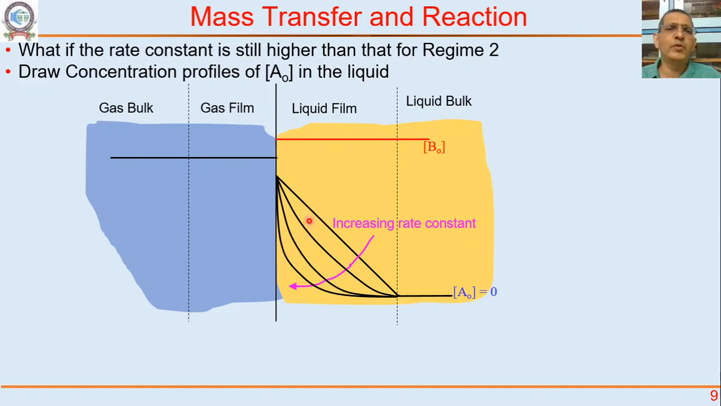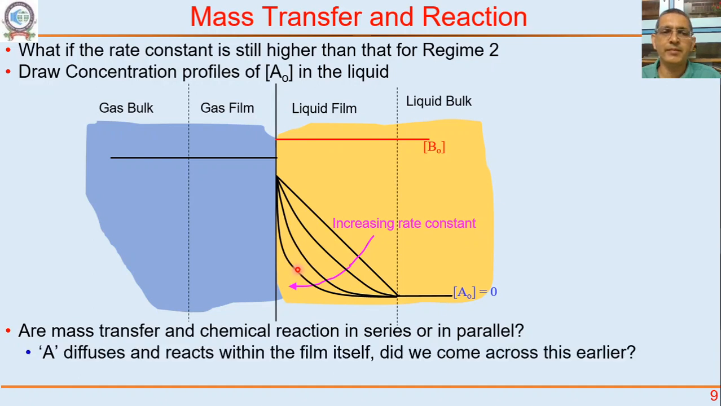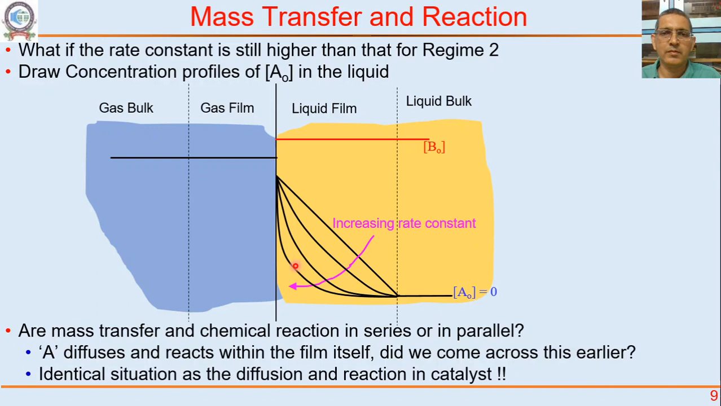Did you see this before in any other lecture? Is this not like mass transfer and chemical reaction in a catalyst pellet, diffusion and reaction in a catalyst pellet? Yeah, it is. Are these in series or parallel? Now here they are in parallel. They start happening simultaneously. Identical situation as that of diffusion reaction in catalyst.